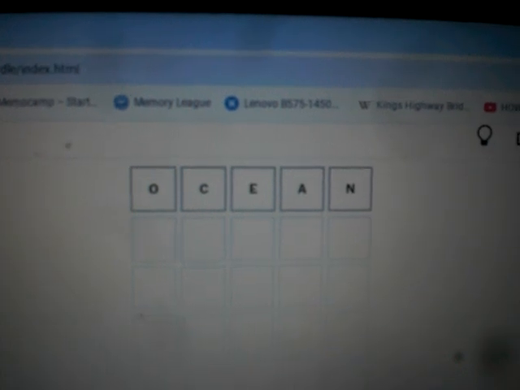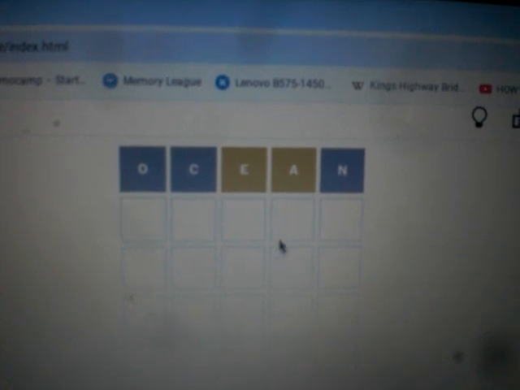So let's see how World Ocean Day. We got to do better taking care of our oceans, don't we? Okay, not bad. Get the E and the A. They're tan, so the E is not in that 3rd position. The A is not in that 4th position.